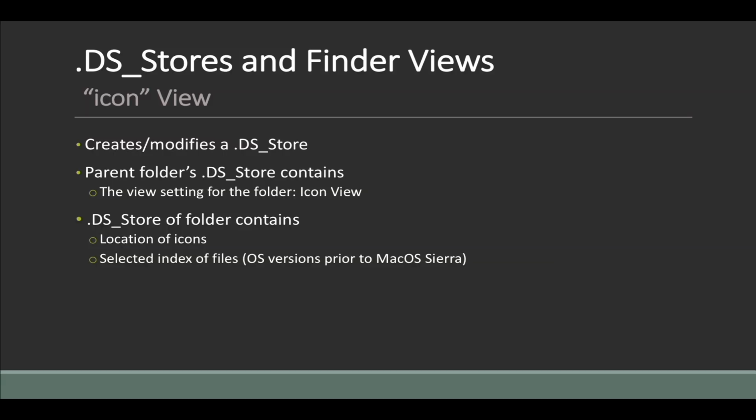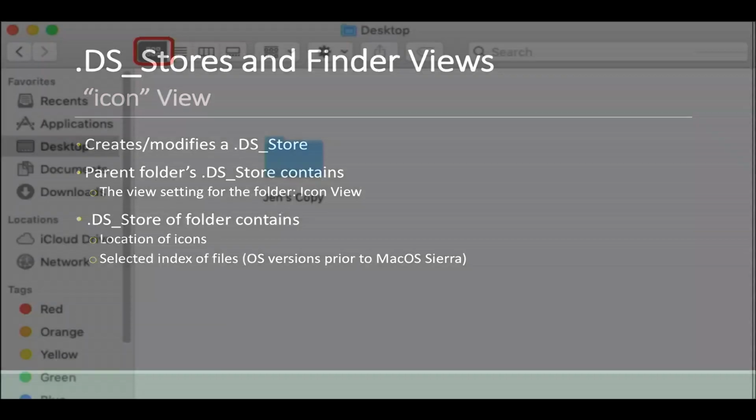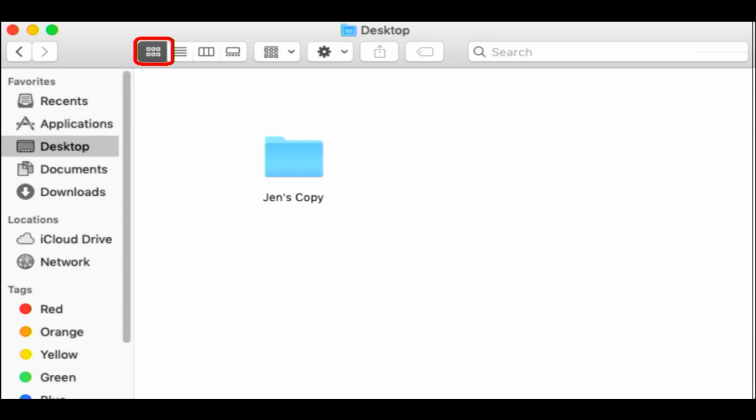So icon view is very closely tied to DSStores, and the information in DSStores has a lot of icon view related information. That's also true for list view, which is going to come up next. So in icon view, we can see here, for example, Jen's copy, that folder. It's not quite up to the right of the window. It's kind of like down. So Finder is storing the location of that icon for that folder in the DSStore itself.